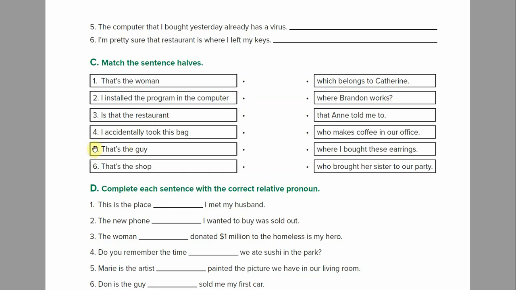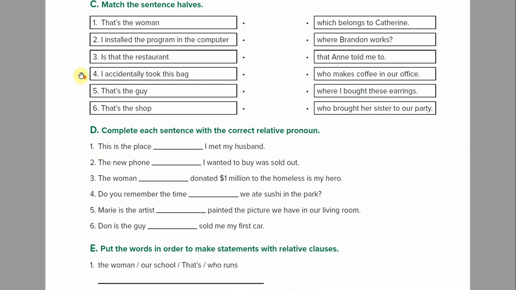So now let's go. Number five, that's the guy. Guy is a person, so who. So here's the other who. That's the guy who makes coffee in our office. There you go. And then number six, that's the shop where I bought these earrings. So we're looking for a place. That's the shop where I bought these earrings. There you go. That is exercise C.